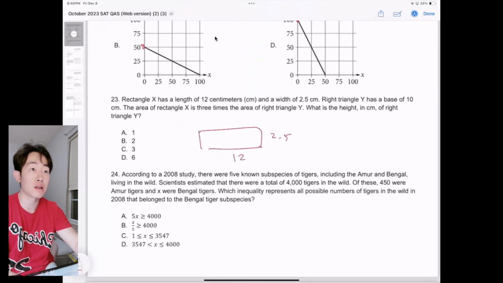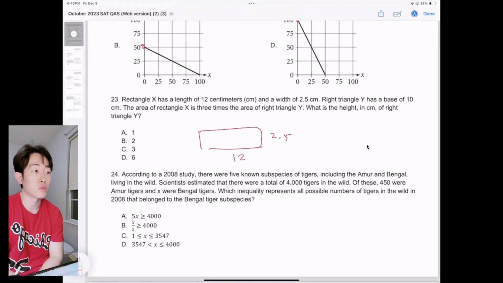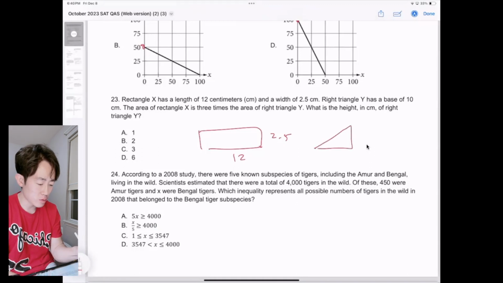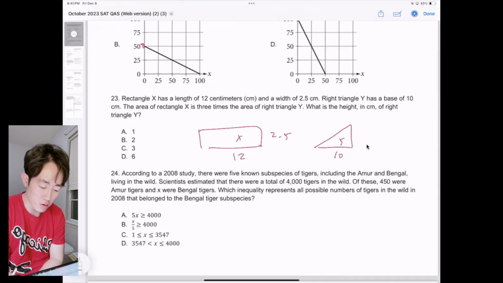Number 23. Rectangle X has a length of 12 and width of 2.5. Let's see, right triangle Y has a base of 10 centimeters. So that's X and that's Y. The area of rectangle X is 3 times the area of triangle Y.